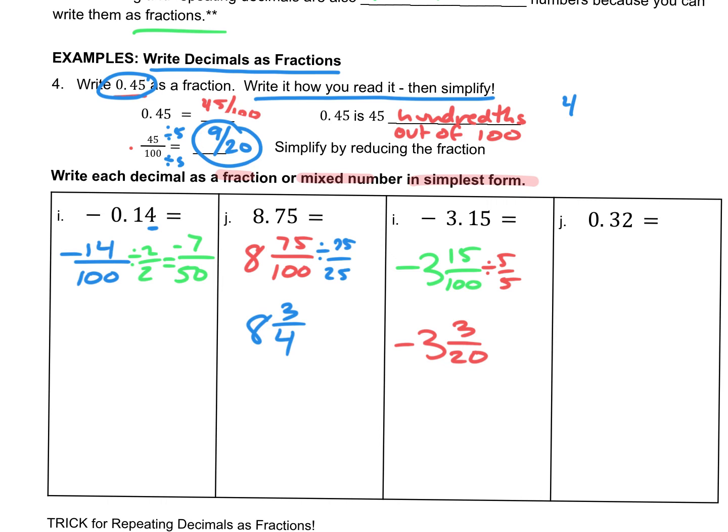Last one, we have 32 hundredths. They're both even, so I could start with 2, but I also know that they share a factor of 4. 4 goes into 32 8 times. 4 goes into 100 25 times. So 32 hundredths is 8/25.